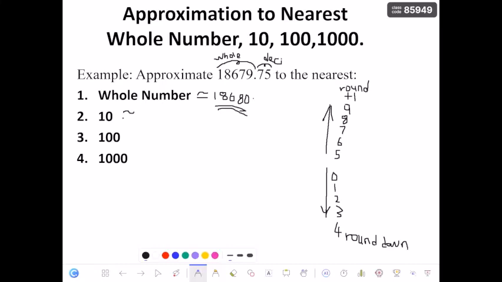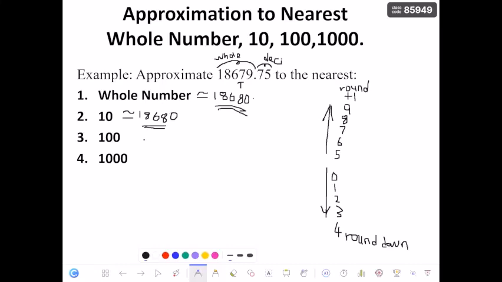Then question number 2, which says we shall approximate to nearest 10. So looking at this digit, where is the 10? This is unit, this is 10. So 10 is this digit. We are stopping in this place. The digit nearer to this 10 is 9. So 9 is nearer to this 10 and that is plus 1. It's a round up digit. So you add 1 to this 7, it will now become 8. So your answer will be 18,680. So that is your answer for question 2.